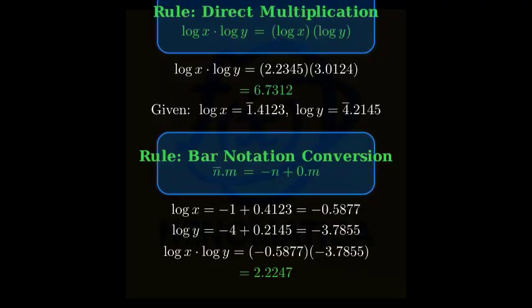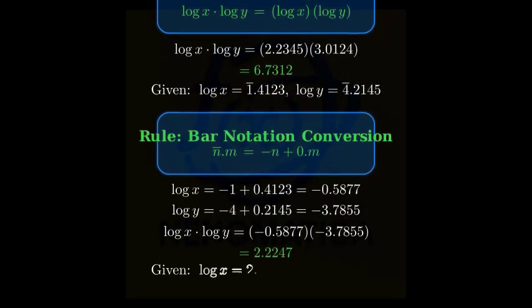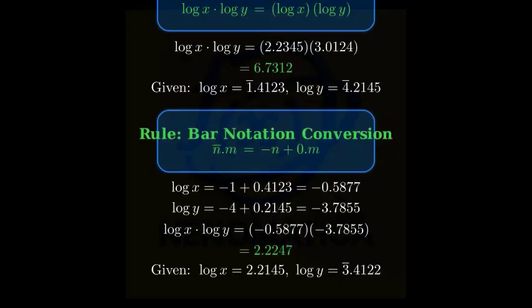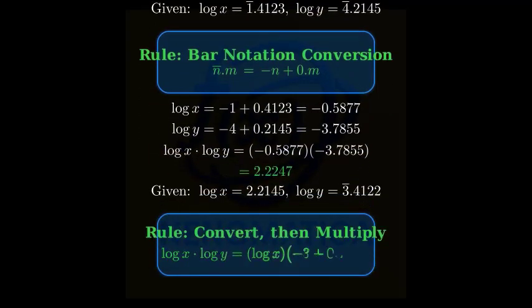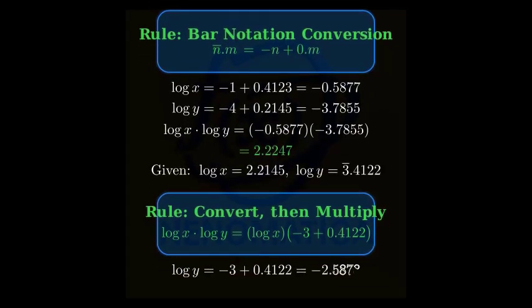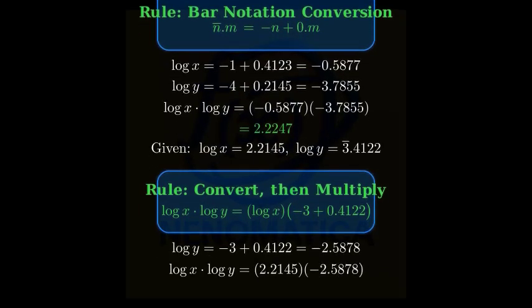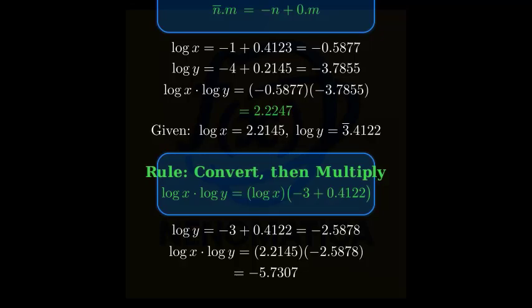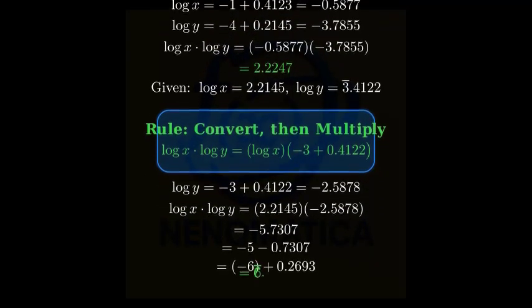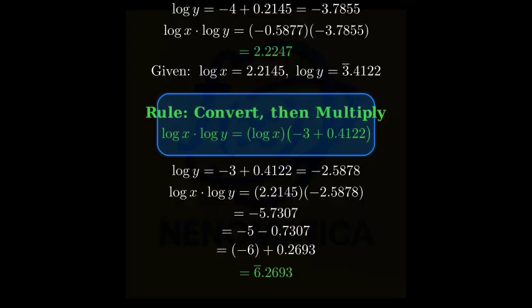2.2247. Case 3, one positive and one negative. Let log x equal 2.2145 and log y equal bar 3.4122. Convert the negative logarithm from bar notation, then multiply. Bar 3.4122 equals negative 2.5878. Multiply 2.2145 times negative 2.5878 equals negative 5.7307, rounded to 4 decimals. Express this in bar notation. Negative 5.7307 equals bar 6.2693.